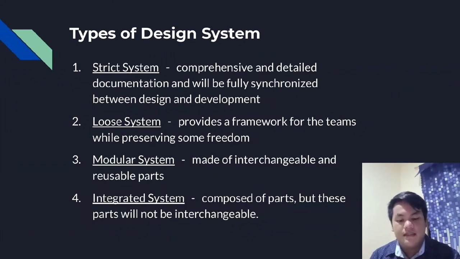Types of design system. Let's proceed to types of design system. A strict system will have comprehensive and detailed documentation and will fully secure the link between design and development. There will be a strict process to introduce a new pattern in the system. A strict system should be approved in order to cover the majority of cases of teams it may encounter.